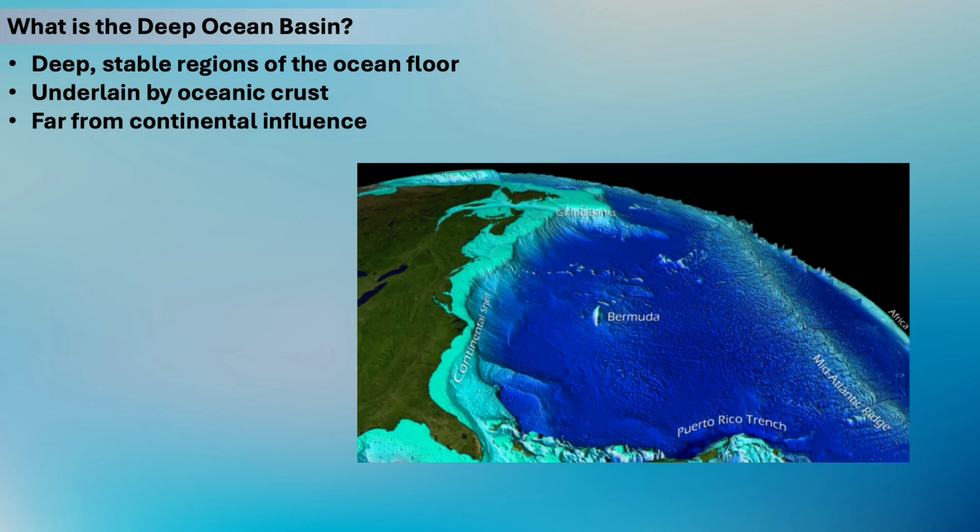A deep ocean basin refers to the broad, deep regions of the ocean floor that lie beyond continental margins and are underlain by oceanic crust. These basins are not defined by a single landform, but by their depth, their age, and their thermal state. Because oceanic crust cools and subsides over time, deep ocean basins represent the most thermally evolved parts of the ocean floor. They are far from continental influence.